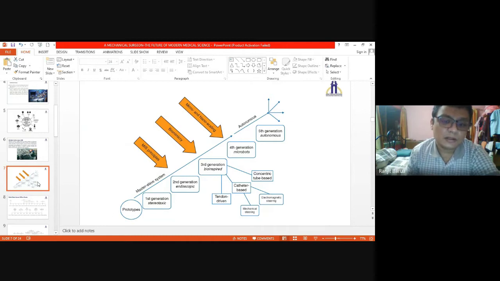And the biomedical and biomaterial sector at this time rapidly evolved its area. So whenever the third generation and fourth generation micro robots came, this is the very interesting part. At that time, bio-inspired materials and bio-inspired instruments appeared, like tendon-driven, catheter-based applications and concentric tube-based ones.